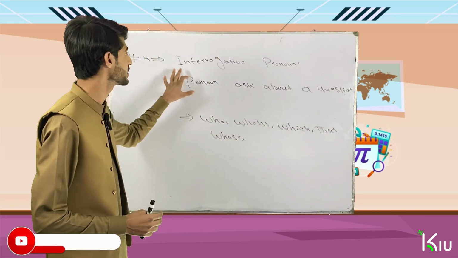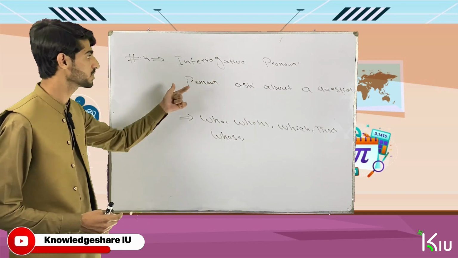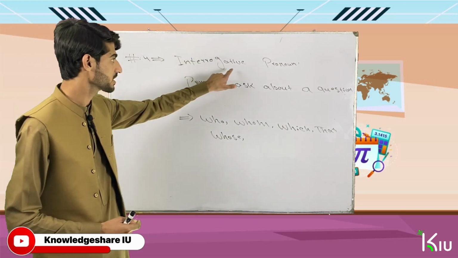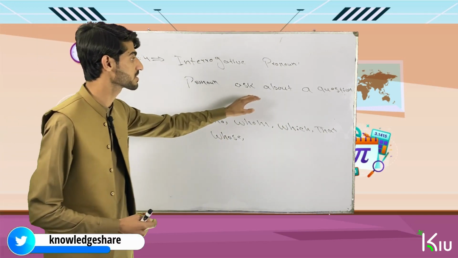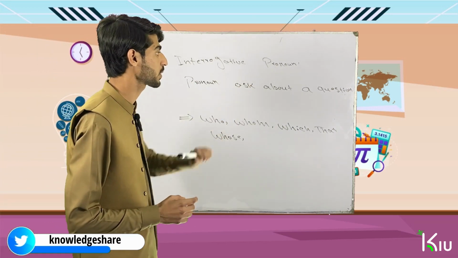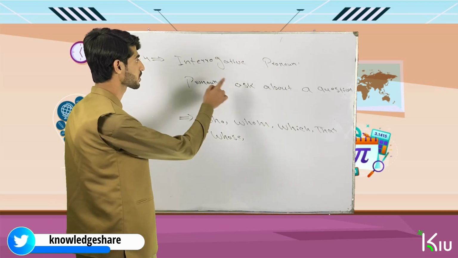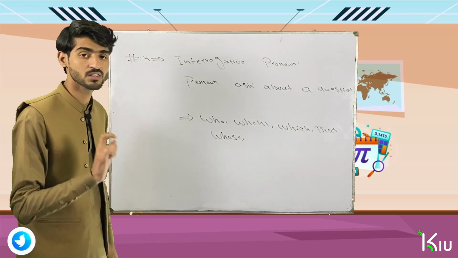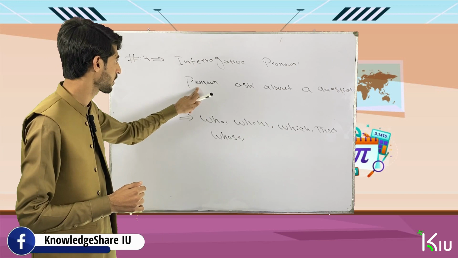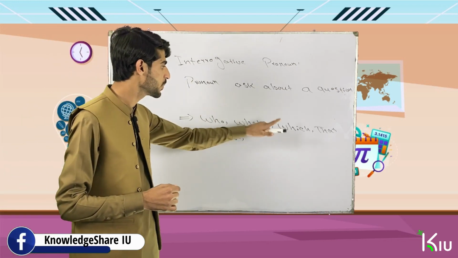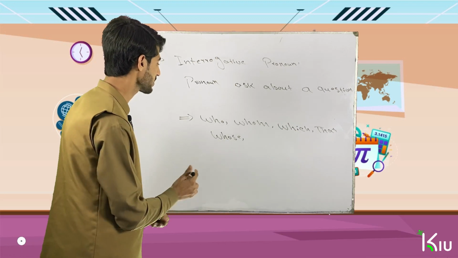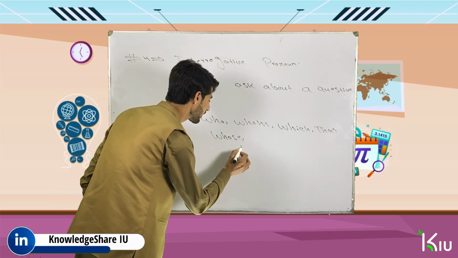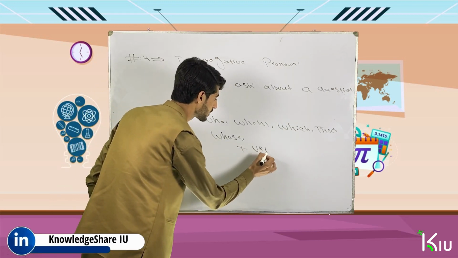Okay, next one we have interrogative pronoun. And number four, what is interrogative pronoun? Interrogative pronouns are those pronouns which are used to interrogate or ask a question. Those pronouns are called interrogative pronouns. Then we have interrogative pronouns like who, whom, which, that, whose. If you want to make a question, with these we will put a verb.